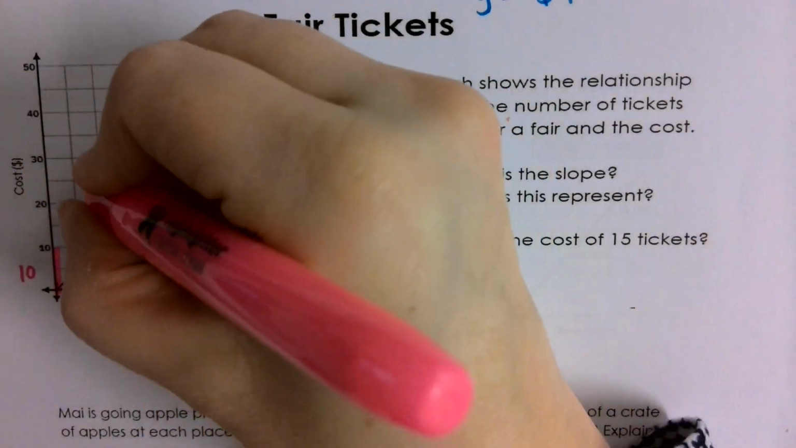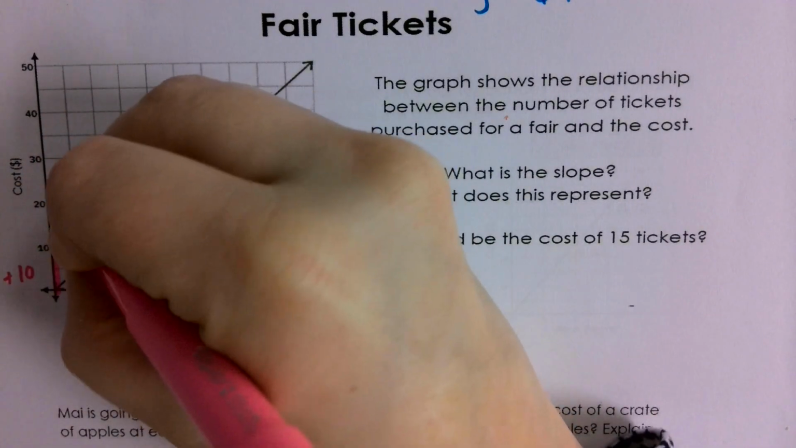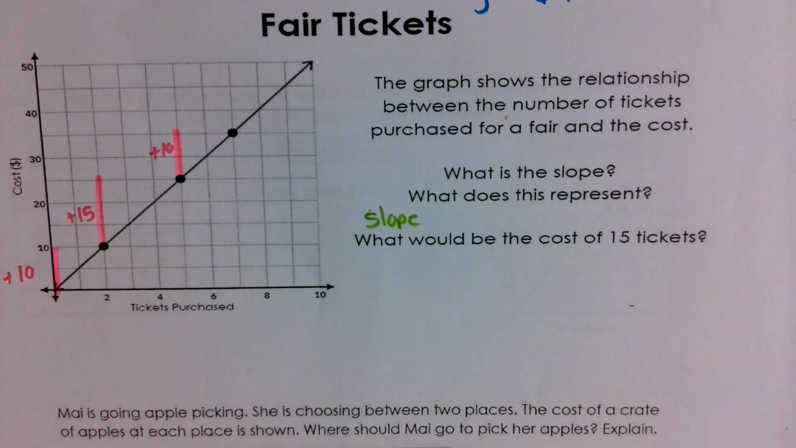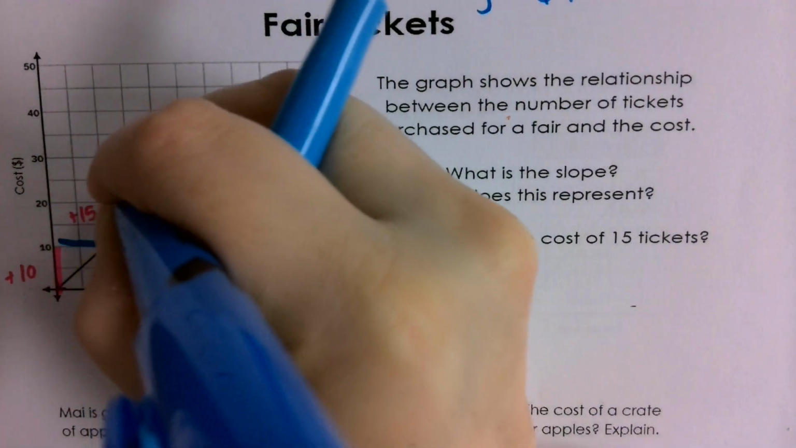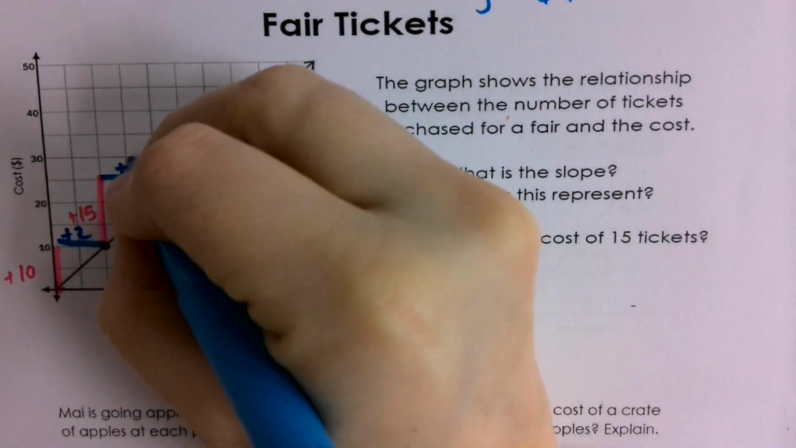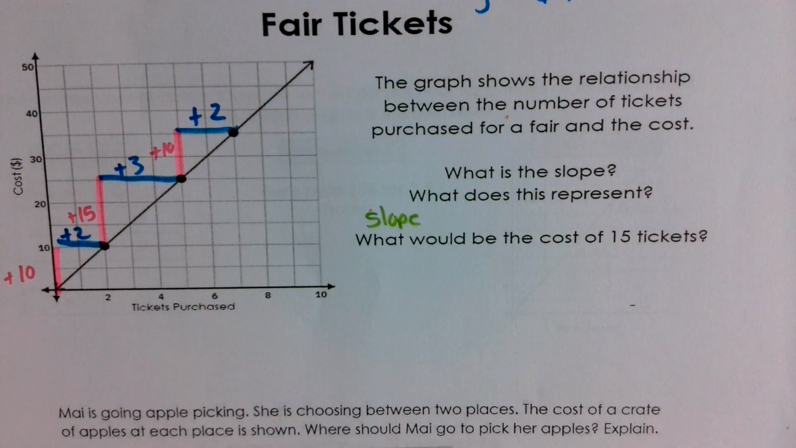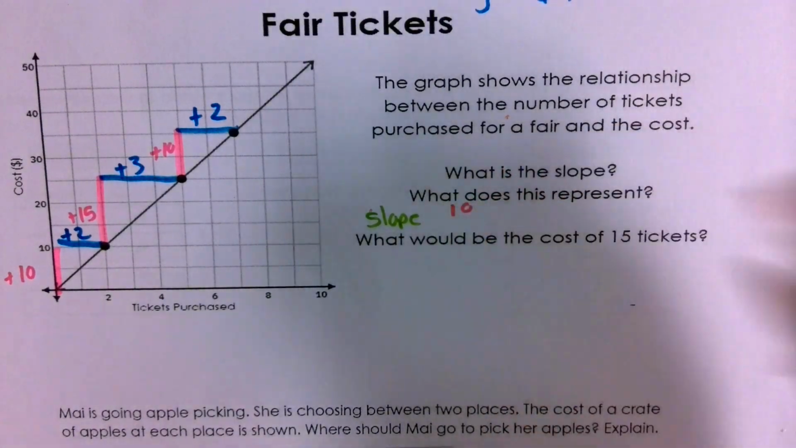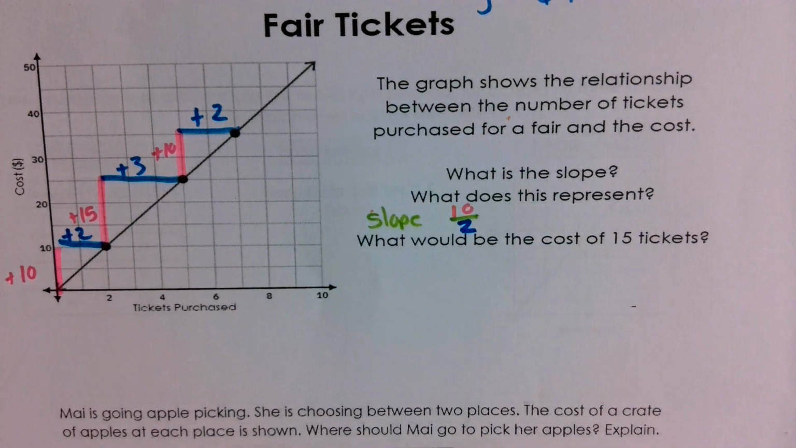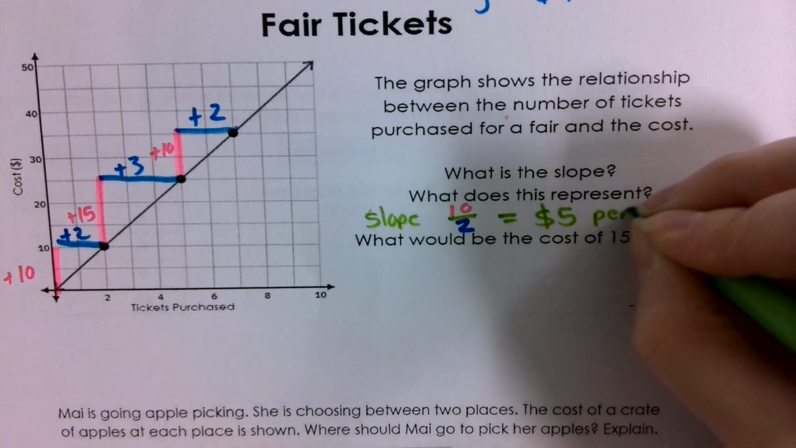So let me just show that again. These are creating different sized triangles. This is an increase of 10. This is an increase of 15. This is an increase of 10. We have a run of 2, then a run of 3, and then another run of 2. But the rate is the same. 10 over 2 and 15 over 3 is going to come out to just 5. So we can do 10 over the 2, or you could do 15 over the 3. They all would come out to 5. So that's $5 per ticket.